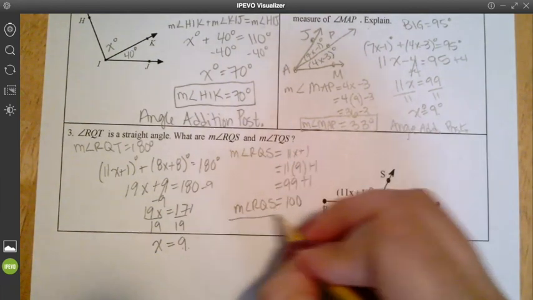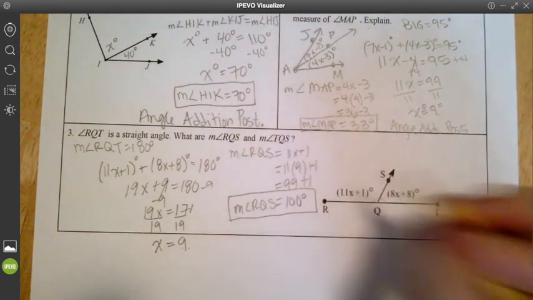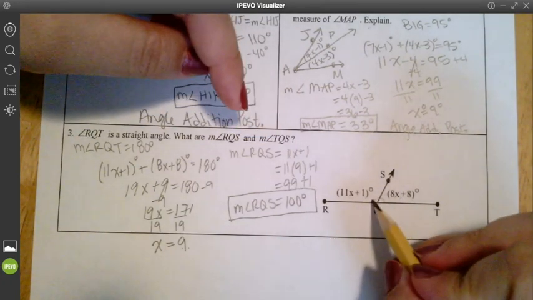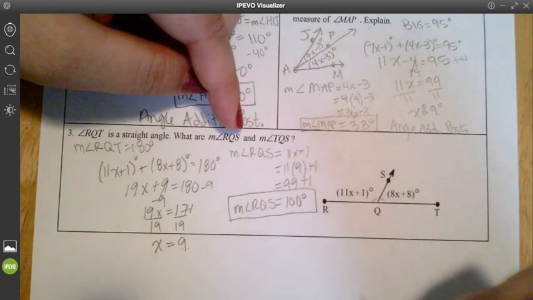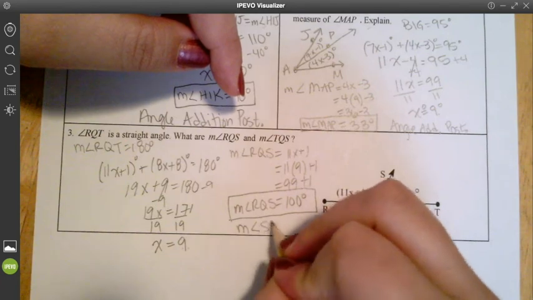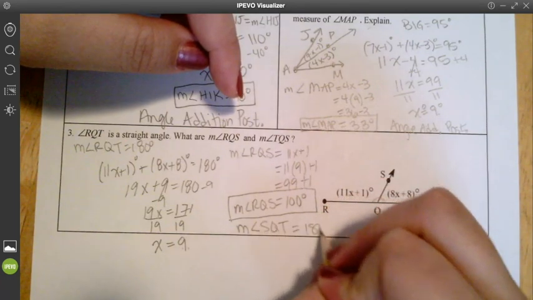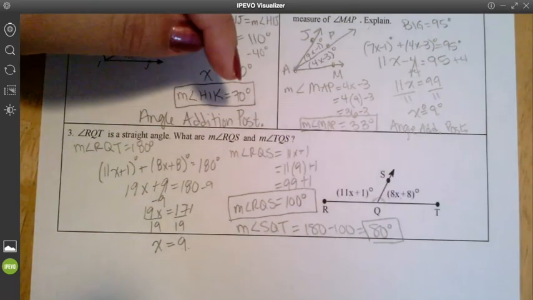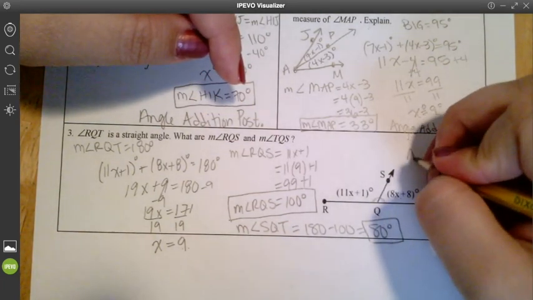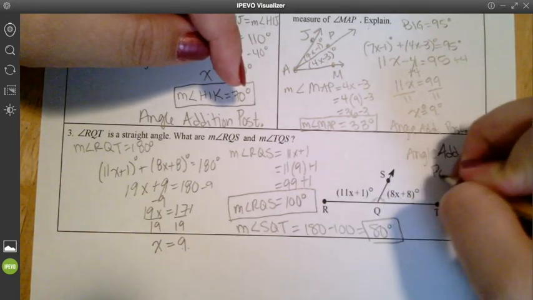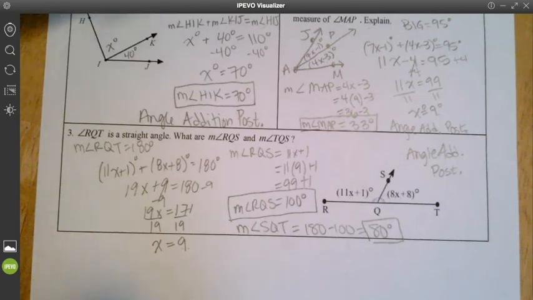And then there are two ways that we can find the measurement of angle TQS. We can substitute in, or we can say, well, they have to add up to 180. So what do we have to add to 100? Measurement of angle SQT equals 180 minus 100, which is 80 degrees. So we used, again, the angle addition postulate in order to solve for the two missing angles.